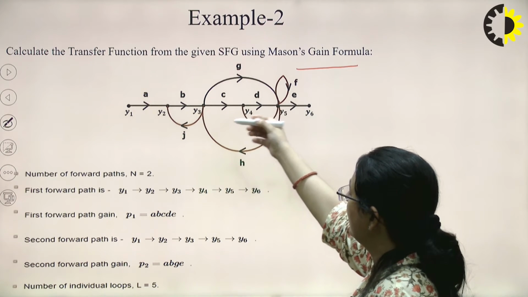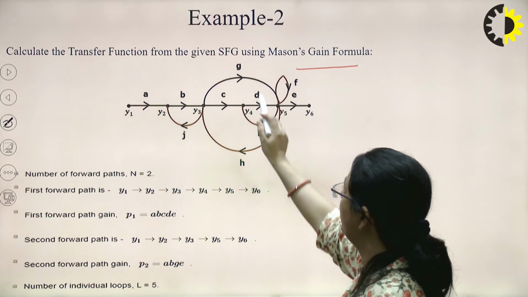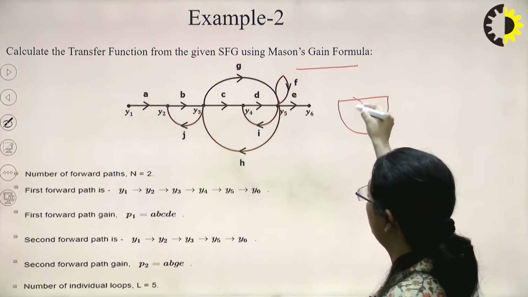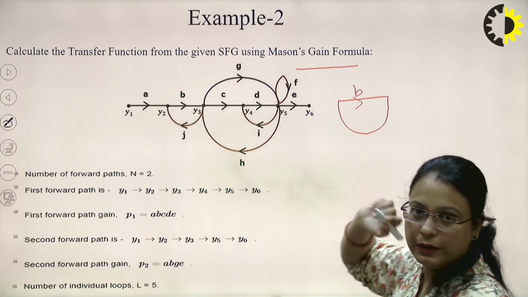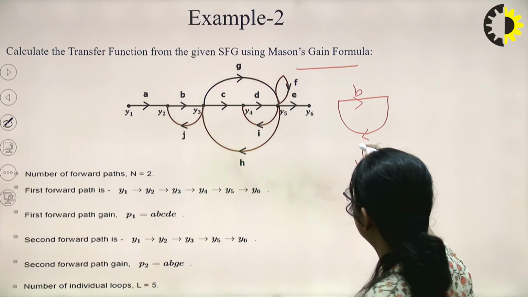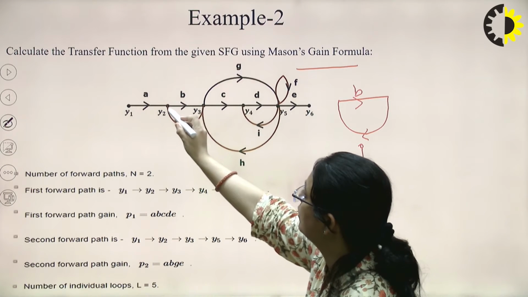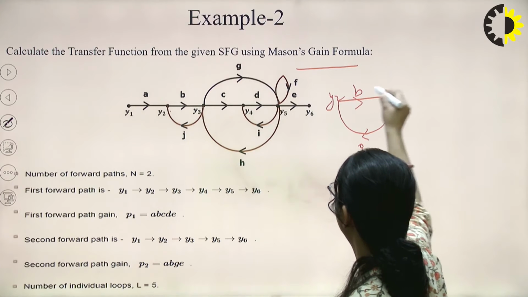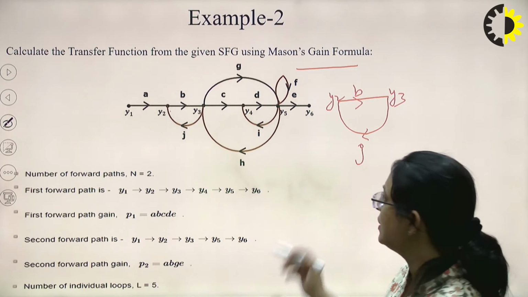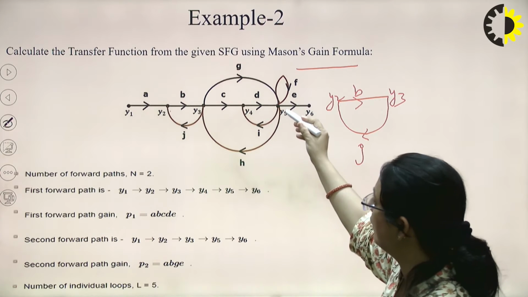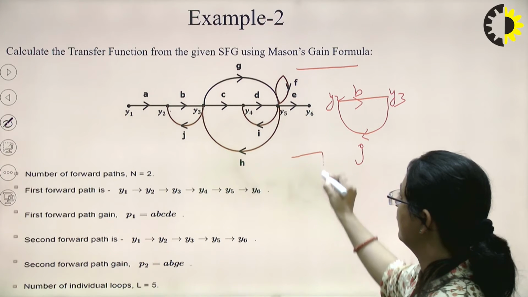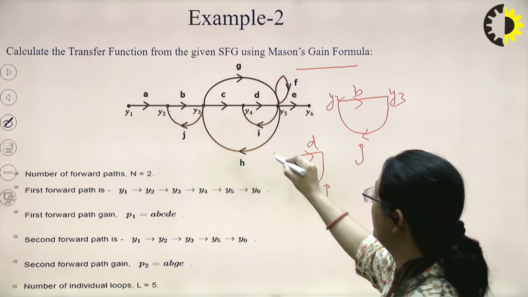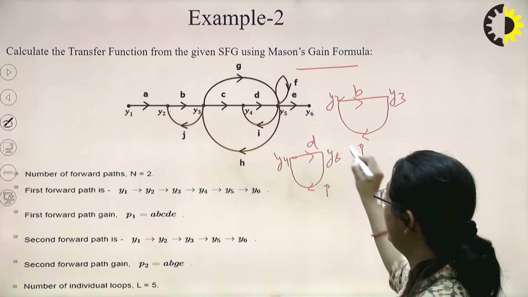See, you can see the number of loops in this case is 1, 2, 3, 4, 5. This is one of the loops, which has a forward path gain of B and a reverse path gain of J. It is between these two nodes, Y2 and Y3. Similarly, there is another loop between Y4 and Y5, which has a forward path gain of D and a reverse path gain of I. So this is the loop.